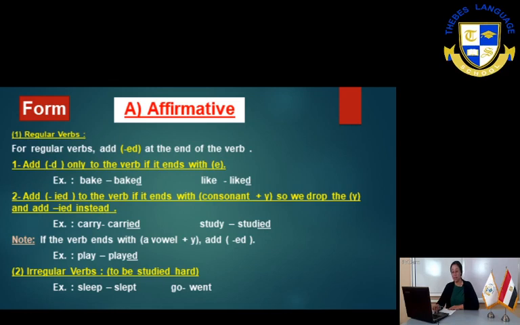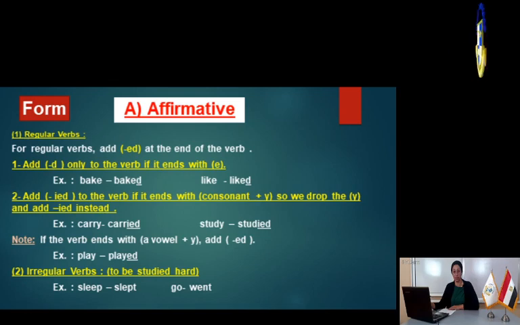We add ied to the verb if it ends with consonant plus y. In this case, we drop the y and add ied instead. For example, carry ends with a consonant plus y, r plus y. So what are we going to do? We are going to drop the y and add ied to the end of the verb. So carry is going to be carried.